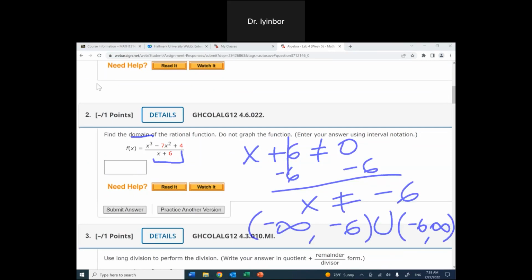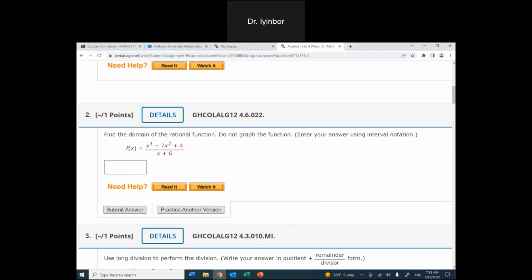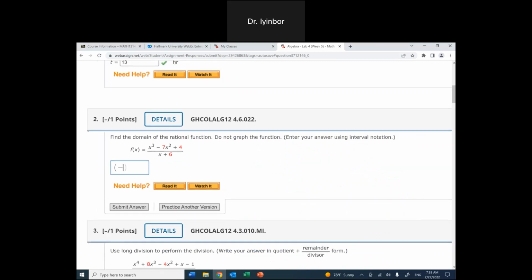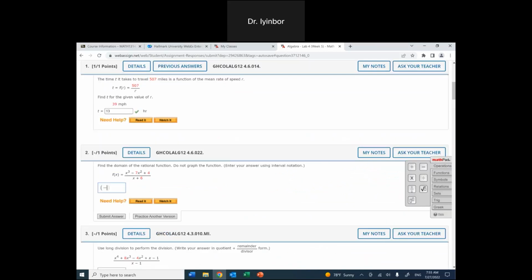You're going to plug it in, and I'm just going to put the answer here. So we have parenthesis negative, I need it small so I can get the symbols, infinity, comma, negative 6, union, which is in sets, if you don't remember, union, and then negative 6, comma, infinity symbol. Okay, and that's what you're doing. That's all for number 2.